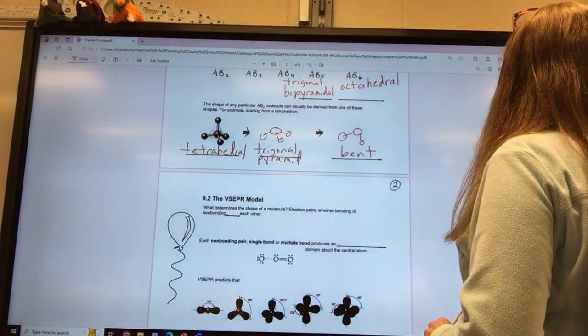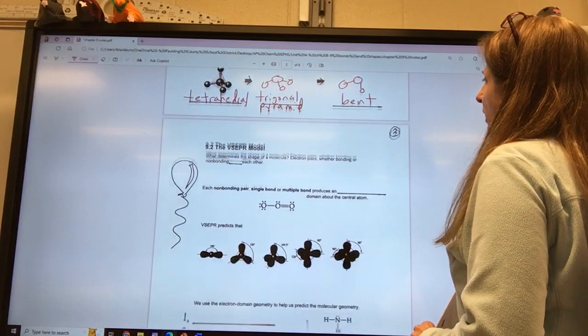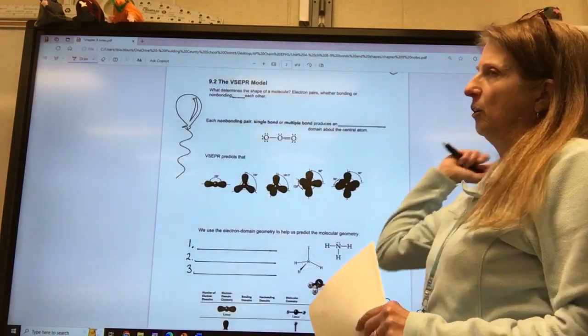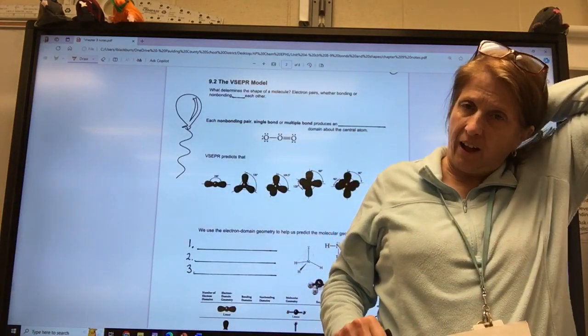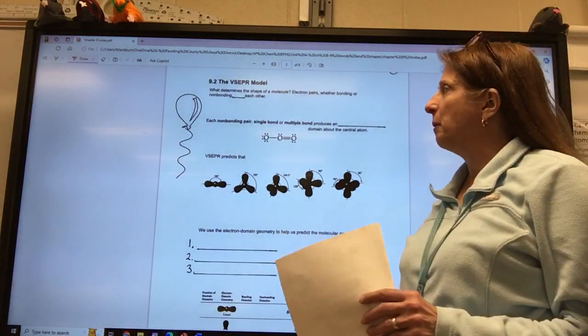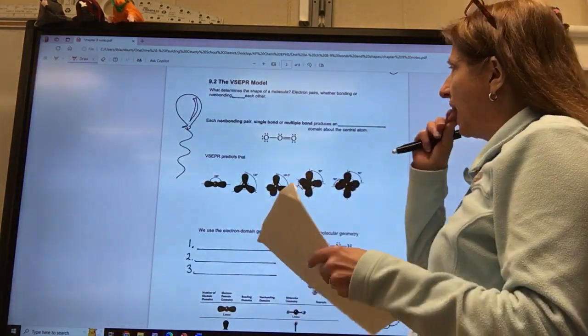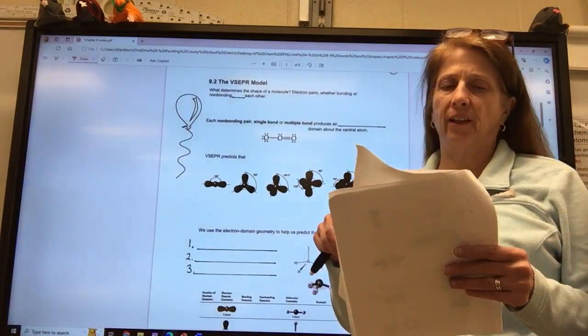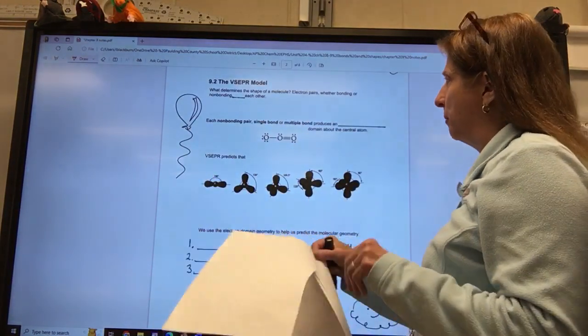Okay, so VSEPR. This is a thing that was in our standards for honors, and it said not to teach the students VSEPR. But I always kind of threw it in a little bit because it just makes more sense. And I think so does Miss Korn. We've talked about it before.